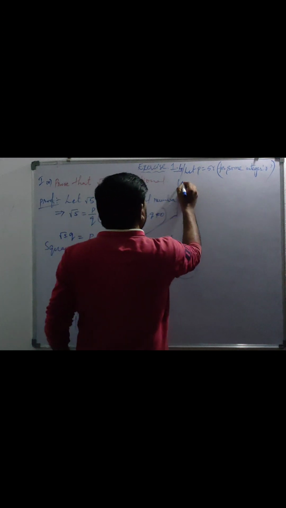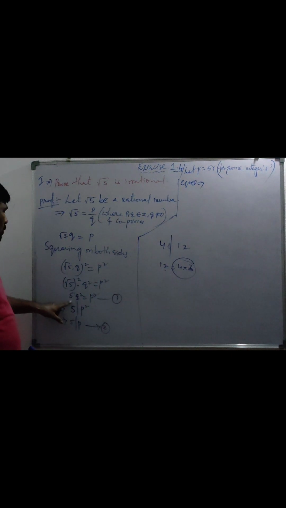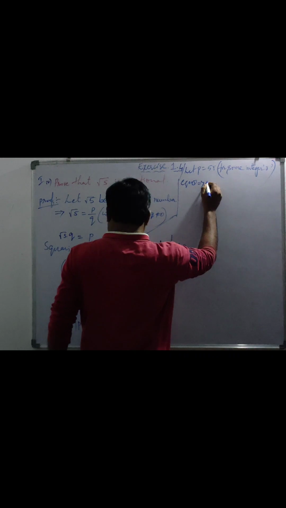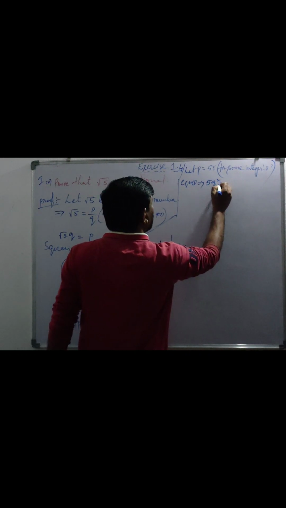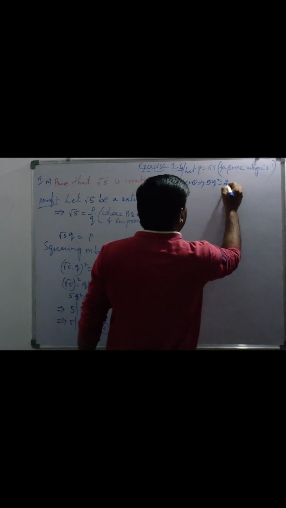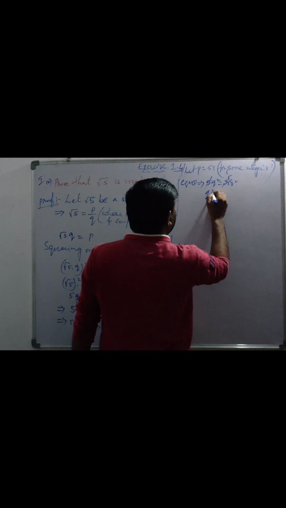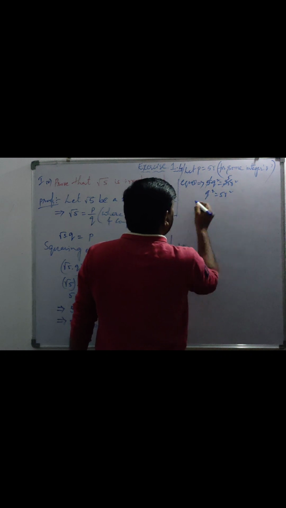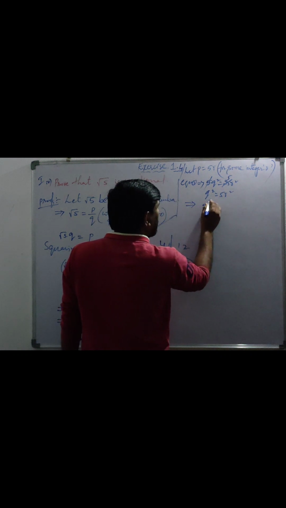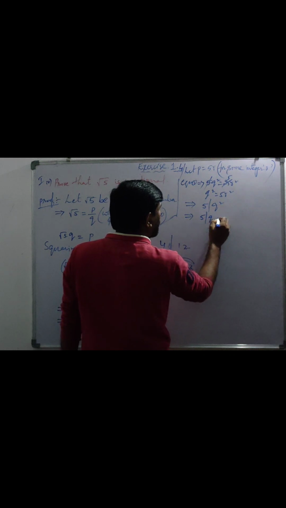From equation 1, if you substitute p equal to 5r in equation 1, what do you get? 5q square is equal to 5r whole square, which means 25r square. So q square is equal to 5r square. Again that implies 5 divides q square, and then that implies 5 also divides q.